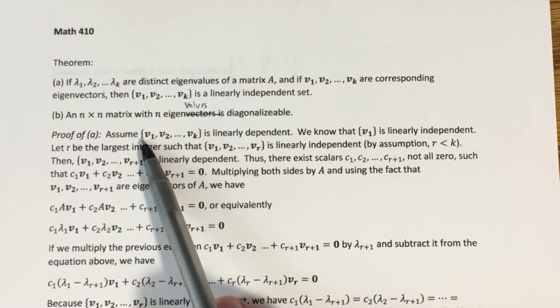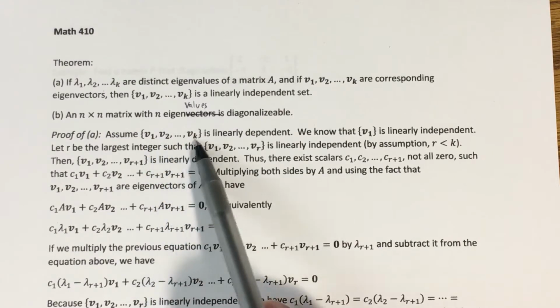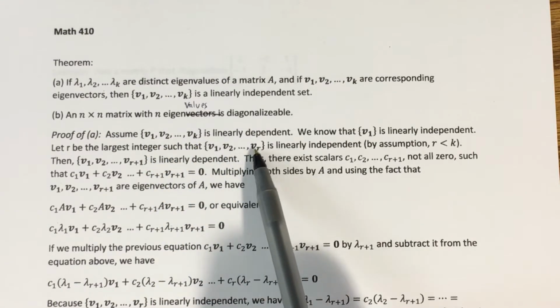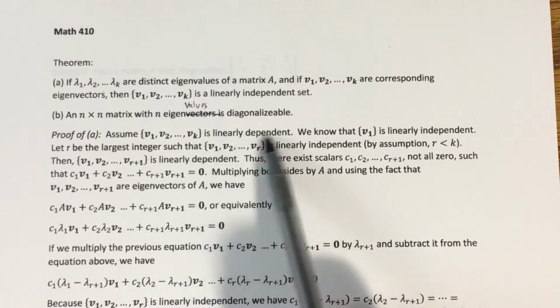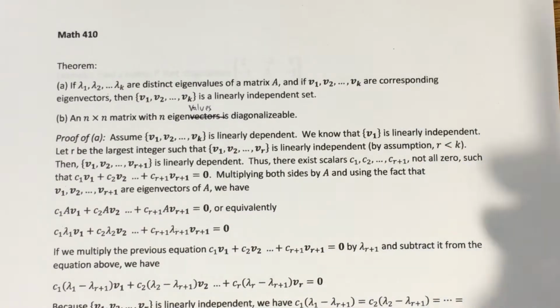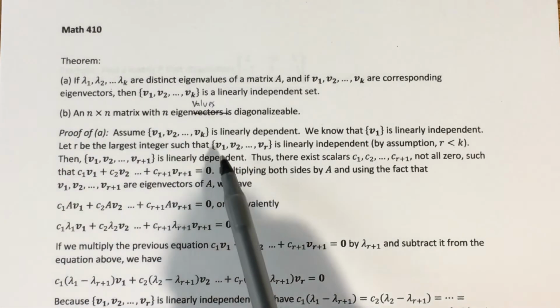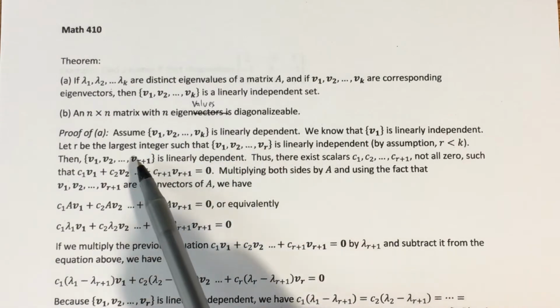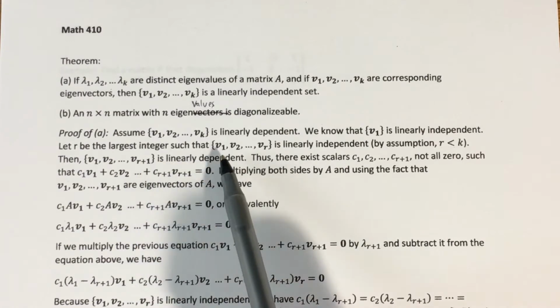So starting with the first vector here, I'm going to keep putting more and more vectors, v1, v2, v3, and so on and so forth, until I get to the largest possible set such that this would still be linearly independent. Now I know that r can't equal k because my assumption is that the set containing all k of these is linearly dependent. So this has to be some value that's less than k, which is what we're saying here. If r is the largest integer such that this set is linearly independent, then if I put one more vector in there, v r plus 1, it becomes linearly dependent.